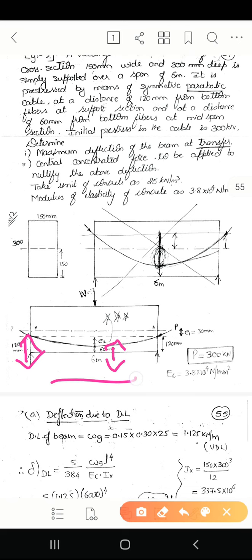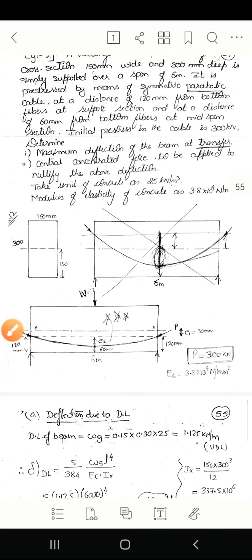So 6 meter span they had given, total span, and the EC value and the P value they had given, right? So E1 we will take as the distance from the neutral axis to the first starting of the cable at the support. So E2 we will take as the remaining distance that we have shown in the figure, right?